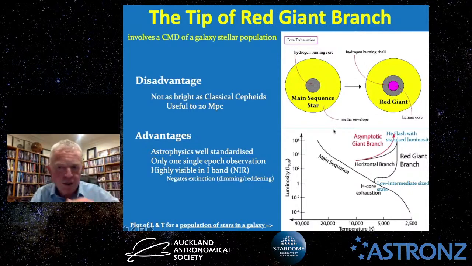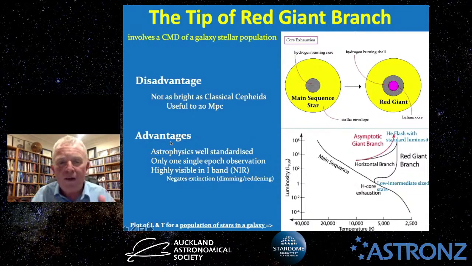They measure a population of stars, their temperatures and luminosities. The disadvantage is it's not as bright as your classical Cepheids. It's useful out to about 20 megaparsecs as opposed to 50 for your classical Cepheids, but still, hey, 20 million parsecs, that's sort of 60 to 70 million light years. That's still some distance. So they are very, very useful. The advantages, as I've already sort of commented on here, the astrophysics is well standardized. So you really know what's going on in there.